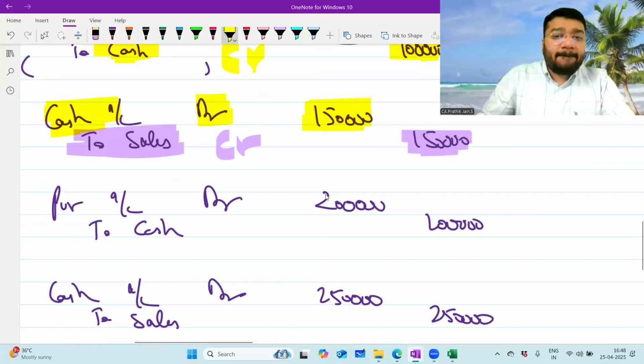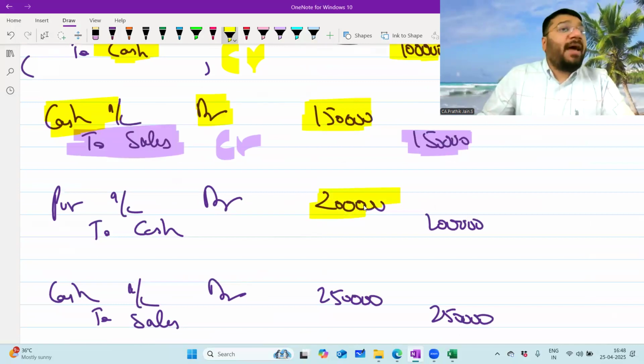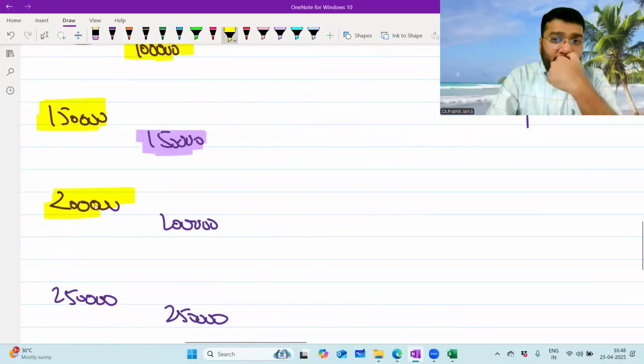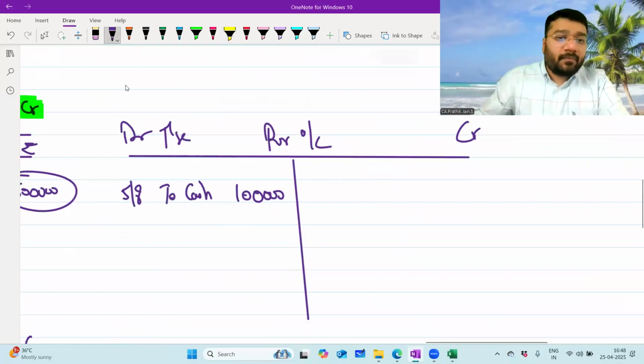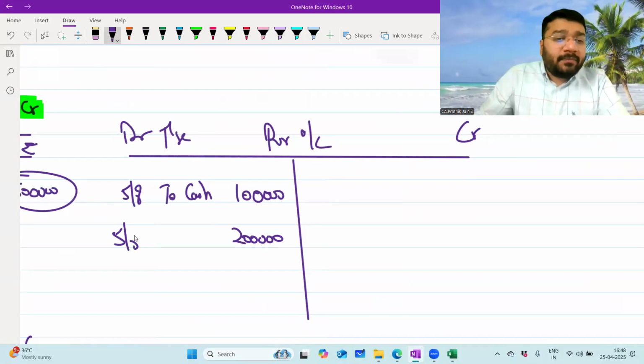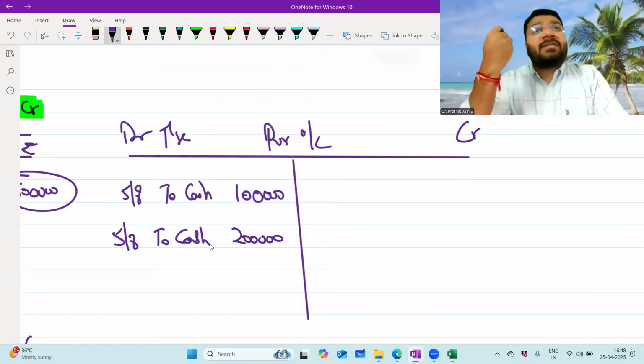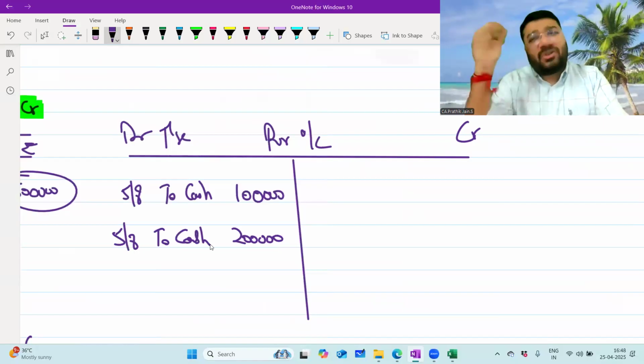Now, 2 lakh rupees I have to record. Where? Say debit side. Of which account? Purchase account. So go to purchase account, debit side, record 2 lakh. The debit side, 2 lakh. Who's the opposite party? To cash. Sir, in purchase account will always to cash only come?